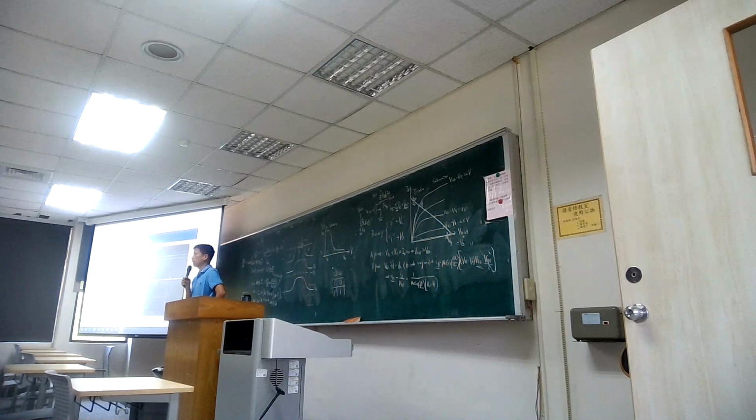Because in BJT, what is the relationship? We typically say the IC is proportional to IS multiplied by exponential VBE over VT. But here for the MOSFET, we typically relate it to VGS minus VT squared. So you can see it's a square term, so it doesn't increase the current that strongly.